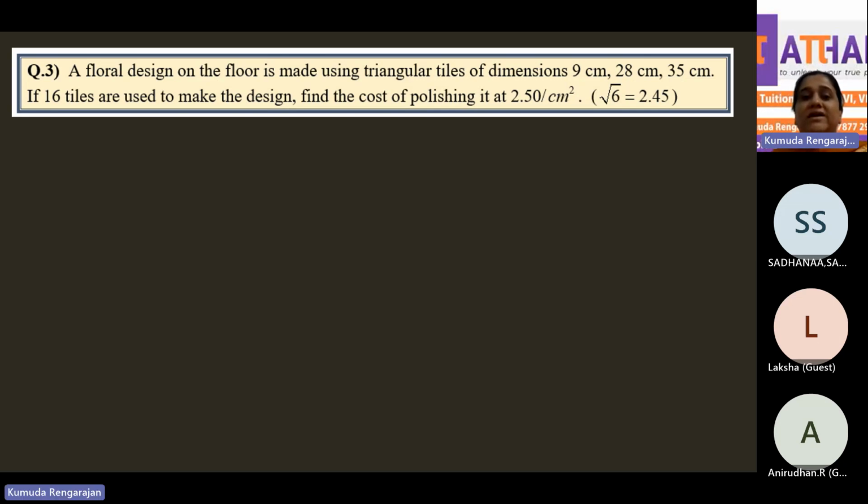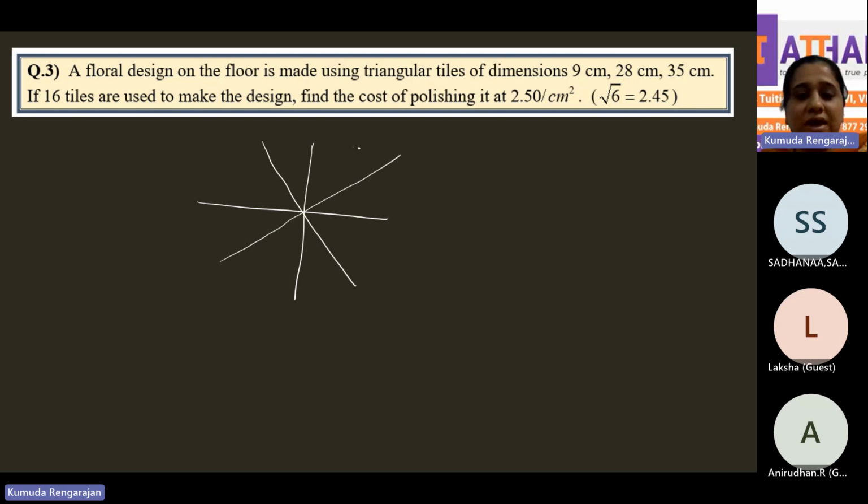How is the design made? It's made using triangular tiles. See here, like this. I'm not very good at drawing, but I'll just try to show you how it will be. So like this, triangular tiles. One tile will be like this. The other tile will be placed like this. So like this, you'll get a petal.